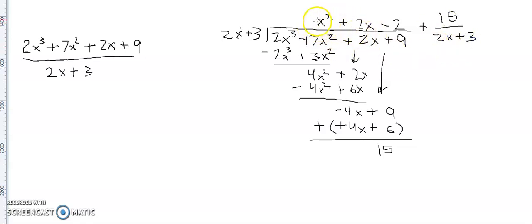So I'll repeat that answer to you. It's x squared plus 2x minus 2 plus 15 over 2x plus 3. This is the most simplified answer that we could get from this equation right here. And that is how we simplify it.